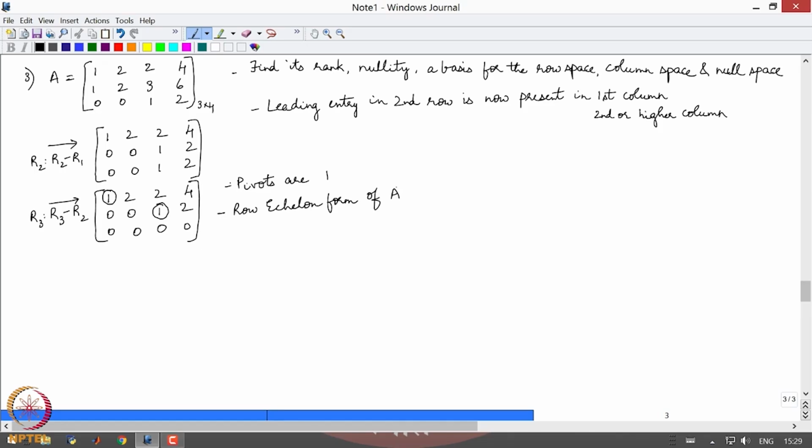So, now while defining the rank, we said that by looking at the row echelon form, the number of non-zero rows in the row echelon form will give me the rank of the matrix, because they are the only present independent rows in the row echelon form. So, if you look at this matrix A in the row echelon form, we have just 2 rows which are non-zero. So, I can say that my rank of A is equal to 2, which is nothing but the non-zero rows in the row echelon form.